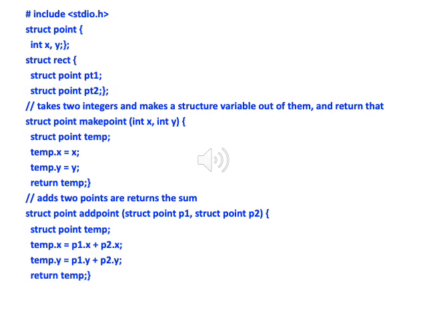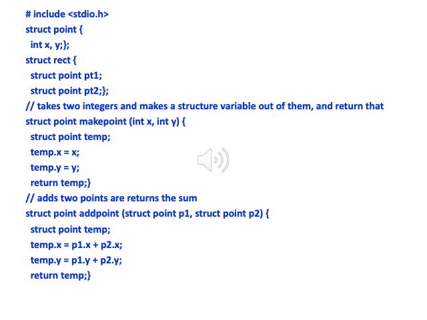So here, as you can see, what is happening is we have defined two different structures. The first structure is a point. A particular point will have an x and y component. So that is one structure.